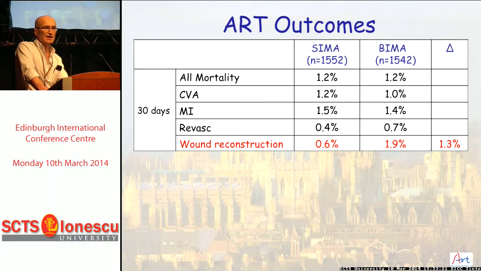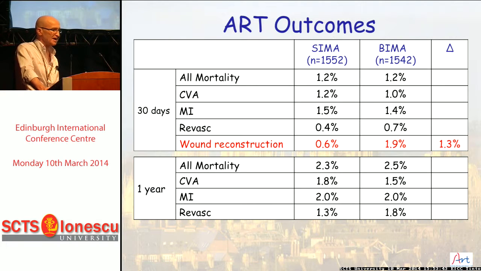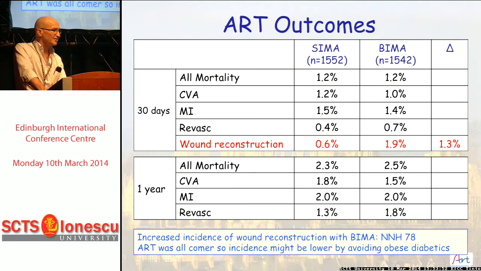If you look at the 30-day outcomes, I've already mentioned these. No difference in mortality, stroke, MI, repeat revascularization, but what we did see was an increased incidence of wound reconstruction from 0.6% in the single group to 1.9% in the bilateral group. So that's an absolute increase of 1.3%. If we look at 1-year outcomes in terms of mortality, stroke, MI, repeat revascularization, no difference in these groups. Now, in terms of the increased incidence of wound reconstruction of 1.3%, that translates into a number needed to harm of 7 to 8 patients.